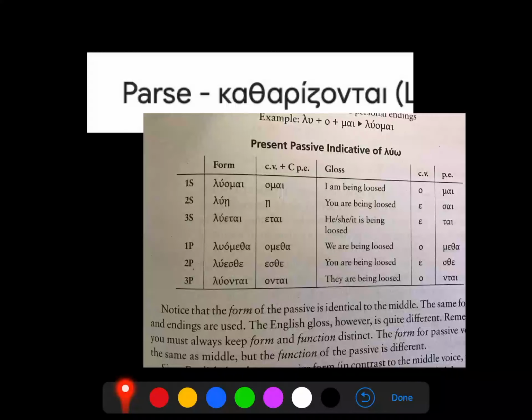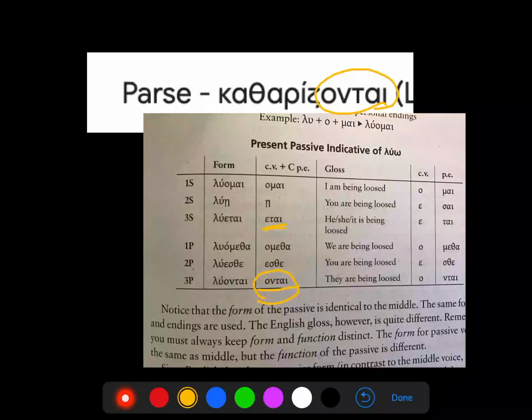And so here we have katharidzontai, and how do we parse that? Well, it's passive, passive middle, which we know from this ontai ending. And if we look down here, it's third person plural. That is the third person plural passive ending. Don't confuse that with second person or third person singular. Etai, third person singular, is ontai.